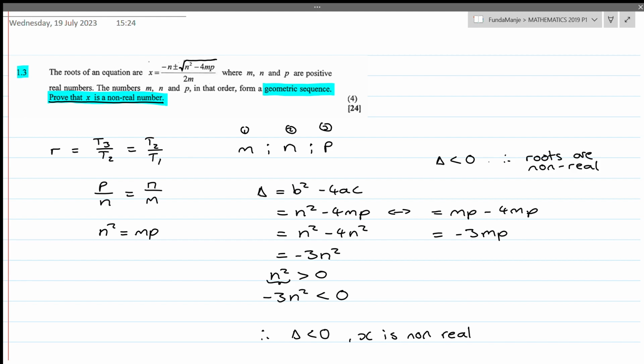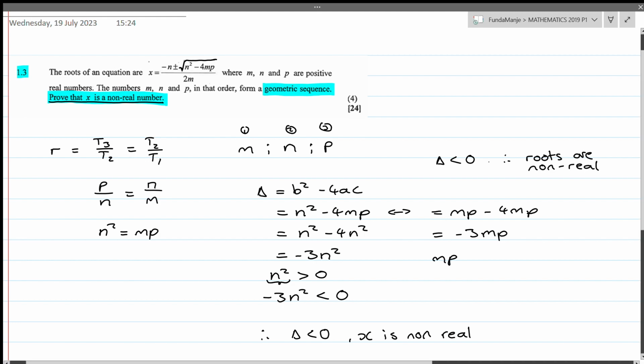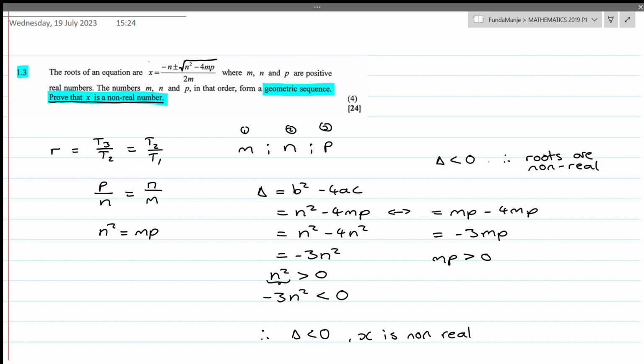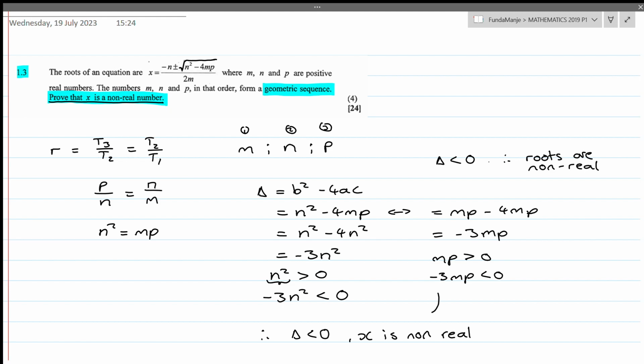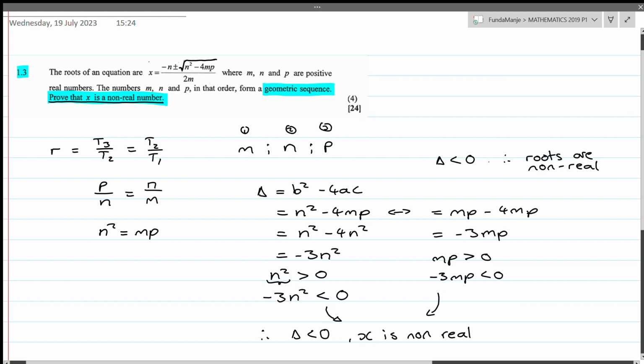And what we're told about m and p is that they are always positive. So we can count on the product of these two numbers being always positive. Then minus 3mp will be less than 0. So if we multiply this number that is always positive by a negative number, then the result is always negative, and then we can come to the same conclusion as this one. x will be a non-real number.